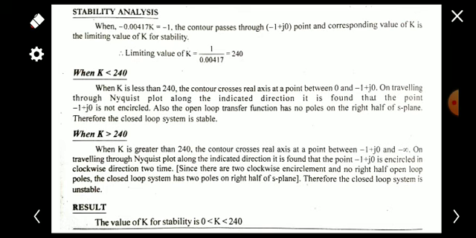And here, since there are two clockwise encirclements and no right half open loop poles, the closed loop system has two poles on the right half of the S plane. Therefore, the closed loop system is unstable. So, for the stability of the system, the value of k will be between 0 and 240, that is, 0 less than k less than 240. I hope all of you understand the problem.